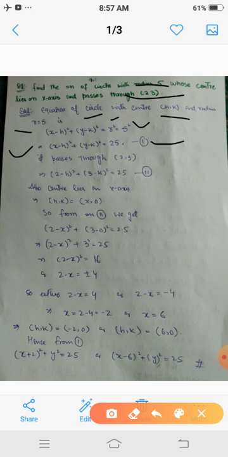Now the given condition is that it passes through (2, 3). This means that (2 minus h) whole squared plus (3 minus k) whole squared equals 25, because the point (2, 3) should satisfy the given equation, that is, on substituting x equals 2, y equals 3. Name it equation second.